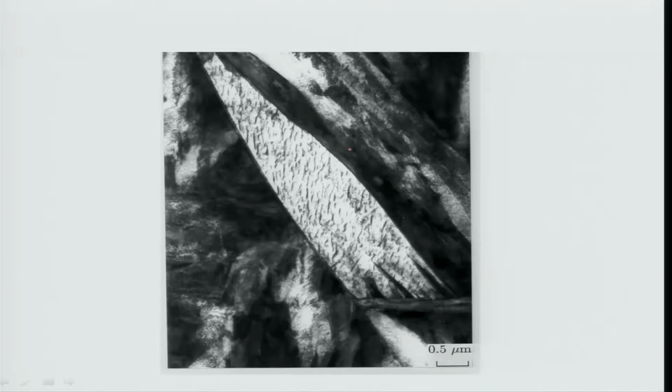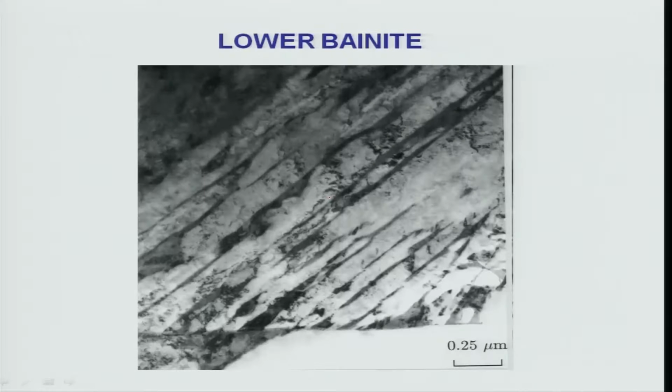As you see here very clearly, this is a TEM picture. This is a long sheath of alpha, and inside it the cementite is precipitated out. This is your upper. In the lower one you will have plates of alpha. These are the plates of alpha, each one is alpha, and the black colored thing is cementite.